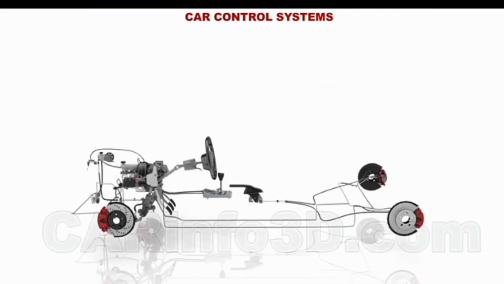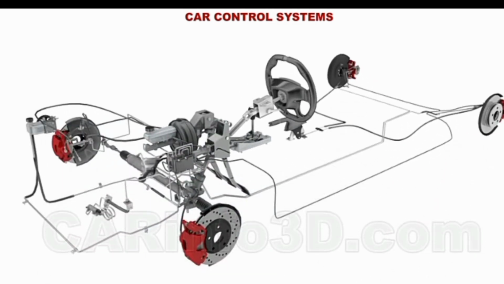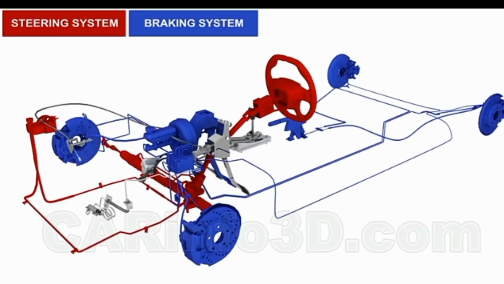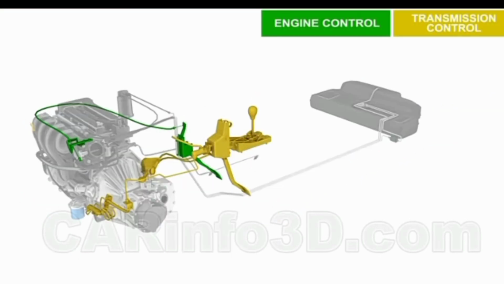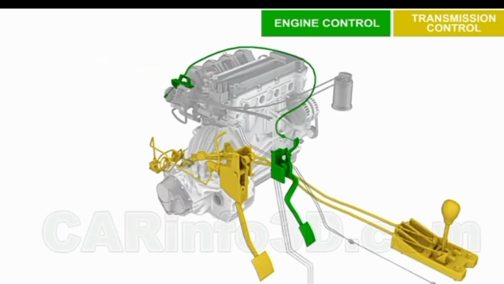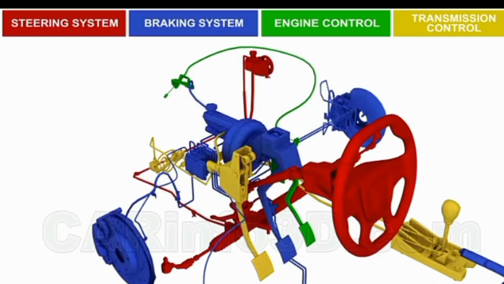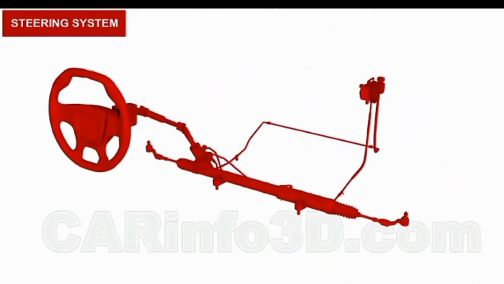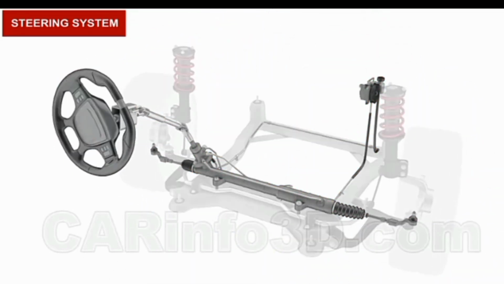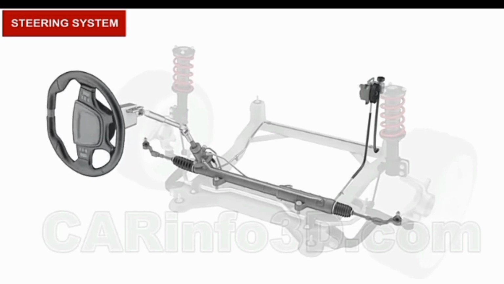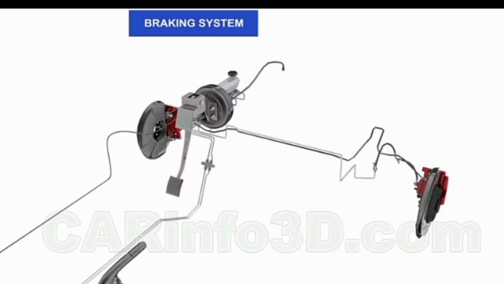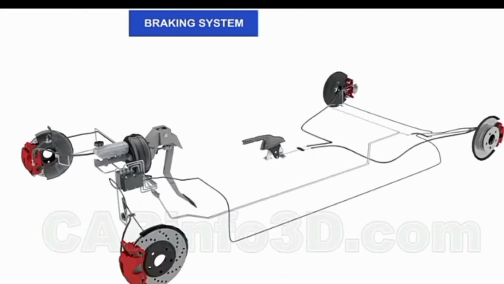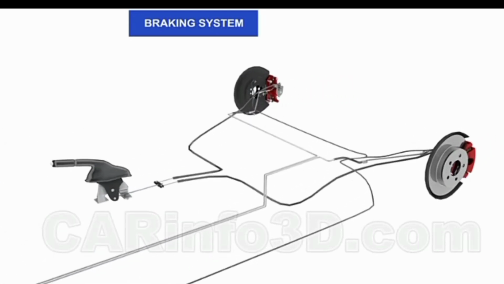Next, car control systems. They include the steering system, the braking system. In this section, it would also be appropriate to review engine and transmission controls. The steering system is required to change the direction of the car's movement. The braking system is required to slow down and stop the car, as well as to keep it in place.